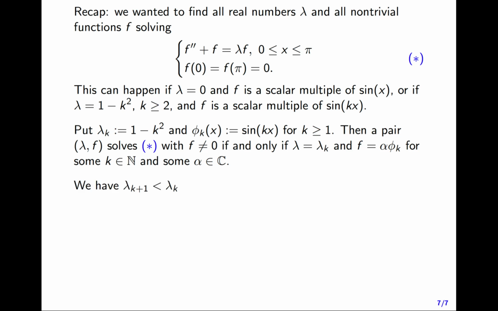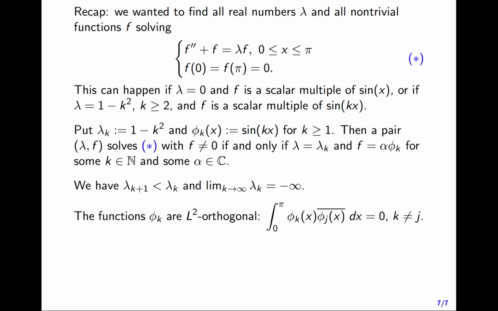And if we look at how we've written things, we in fact have lambda k plus 1 strictly less than lambda k. So the lambda k's form a strictly decreasing sequence of real numbers. And in fact, the limit as k goes to infinity of lambda k is equal to minus infinity. Moreover, if we stare a little bit at the functions phi k, we see they're all orthogonal in the L2 inner product. Namely, the integral from 0 to pi of phi k of x times the conjugate of phi j of x is equal to 0 whenever k is not equal to j. And that's just something you grind out with integrals of trig functions.